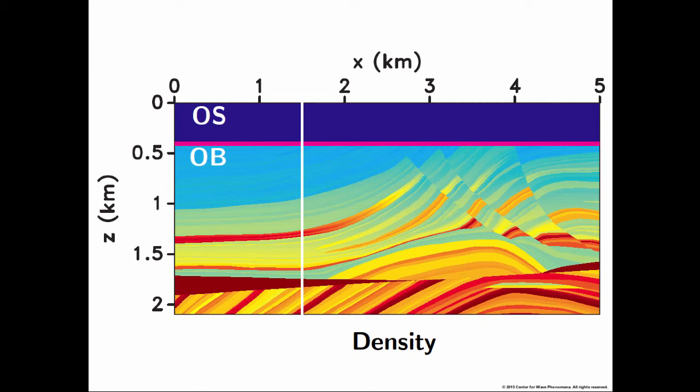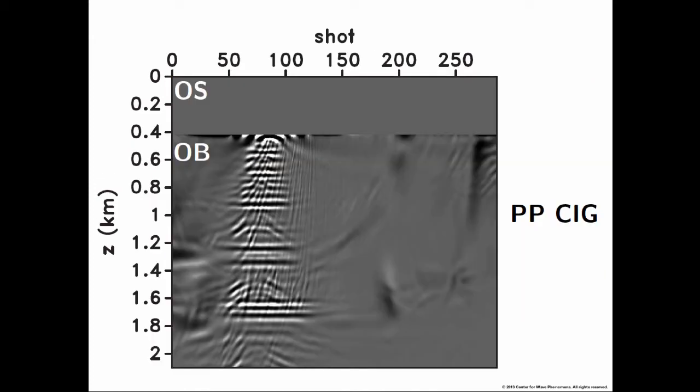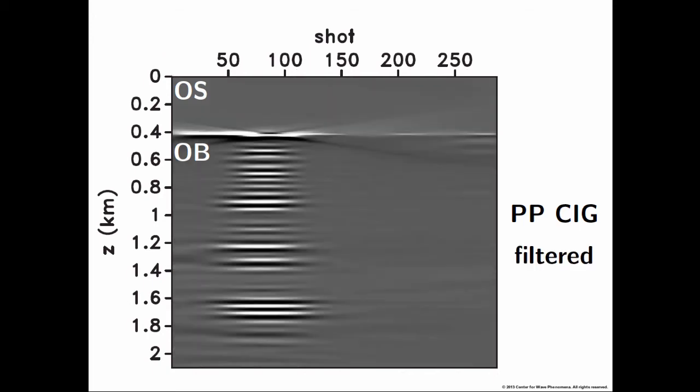And in a similar way, I will apply the filter before stacking those images over shots. So I got the CIG at 1.5 kilometers. And this is a PPCIG. You can see we have those true events which are horizontal, and we have some artifact events that have moved out. And also we have some low frequency events. Some of them are from the diving waves. After applying the filter, we only keep the events that are horizontal.